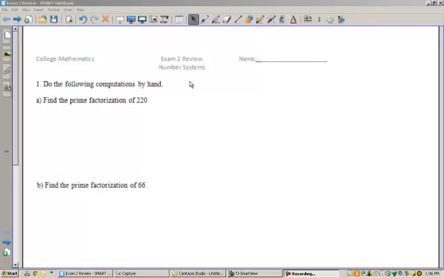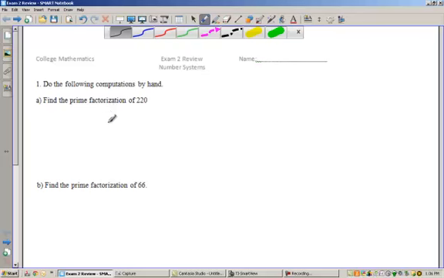This is exam 2 review on number systems. So in number 1, we're supposed to do the following computations by hand. And so we want to find first the prime factorization of 220. So what we do is we find the factorization tree.